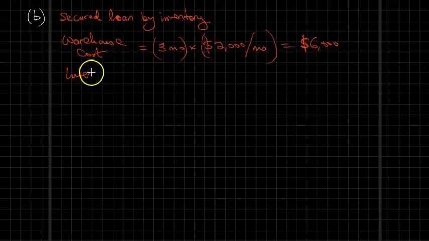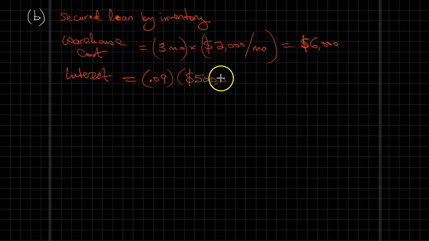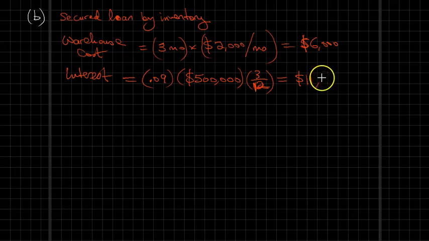The interest expense will be equal to 9% of the loan amount of $500,000 for a 3-month period out of the 12 months. So that's a 12 here. So the interest expense amount would be $11,250.